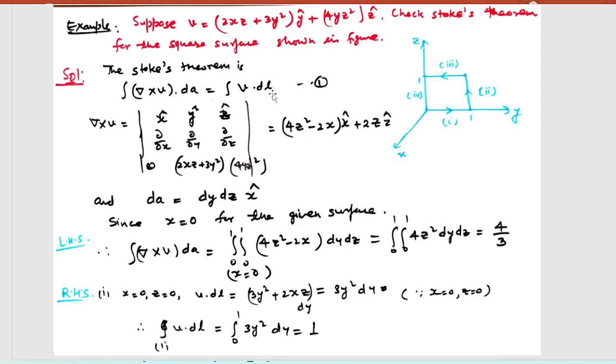And let's do one example for the Stokes theorem. So if we have a vector function 2xz plus 3y square y cap plus 4yz square z cap, check Stokes theorem for the square surface shown in this figure.